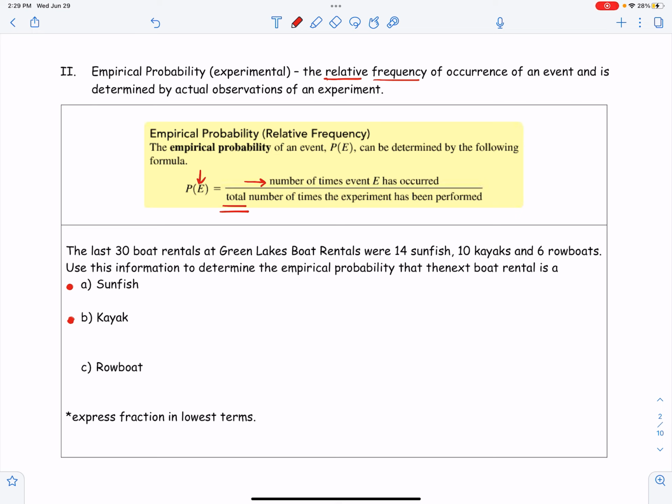So, for example, in this case here, we're looking at the last 30 boat rentals. Okay, so right off the bat, I'm going to note that my total number of outcomes here is equal to 30. And if I wasn't told it there, notice I could calculate it for myself by simply adding up the number of different possibilities that we have, right? 14 sunfish, 10 kayaks, and 6 rowboats. That also shows me that the total for this experiment is equal to 30. All right, 30 boats to choose from.